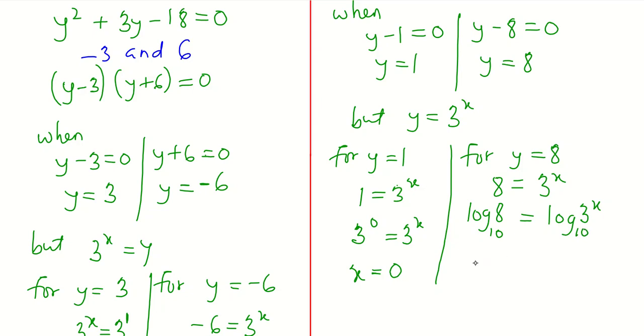Now in logarithm, we are saying that if you have something like this, then the exponent must come to the left hand side of the logarithm, which means that we're going to have logarithm of 8 to the base of 10, which is equal to x.